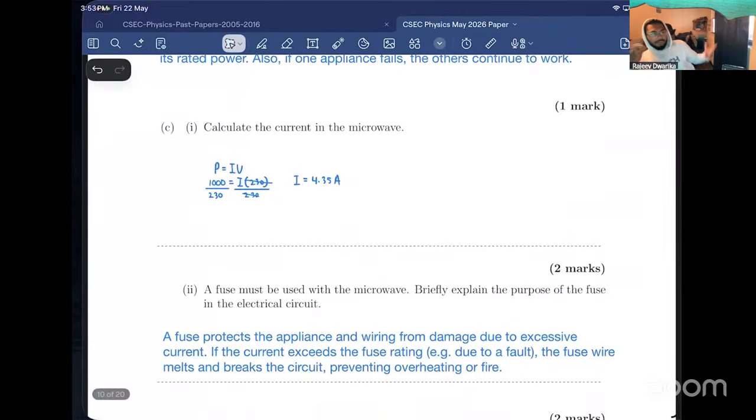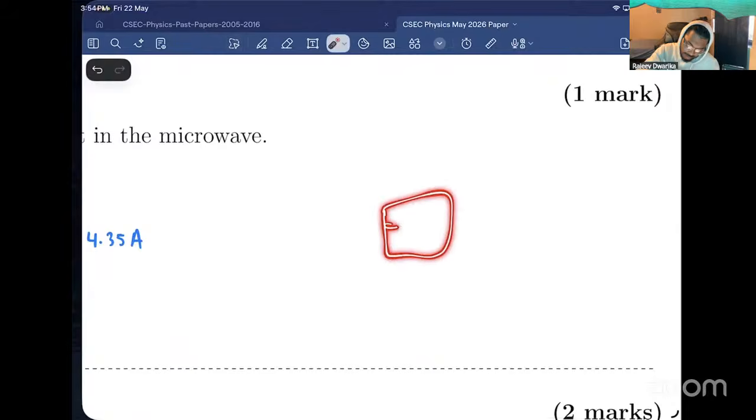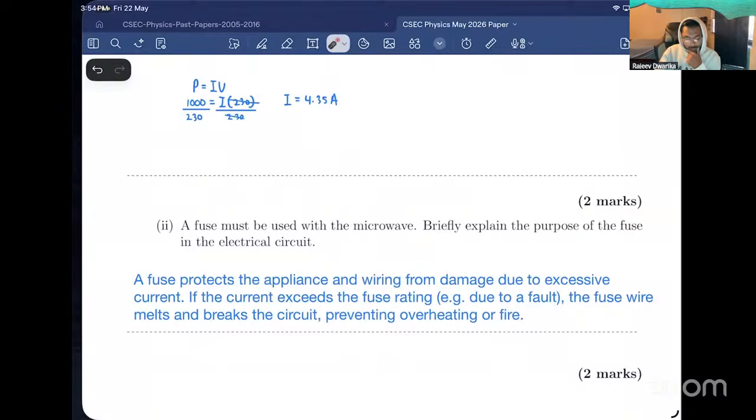A fuse must be used with a microwave. Briefly explain the purpose of the fuse in electrical circuits. For those of you that don't know what fuses look like, if too much current is passed through, if you exceed the rated current for a fuse, the thin wire inside melts and breaks the circuit. So you use a fuse to protect circuits from overcurrent or a short. A surge, yes, you can say a surge as well. So a fuse protects the appliance and wiring from damage due to excessive current. If the current exceeds the fuse rating due to a fault, the fuse wire melts and breaks the circuit, preventing overheating or fire.